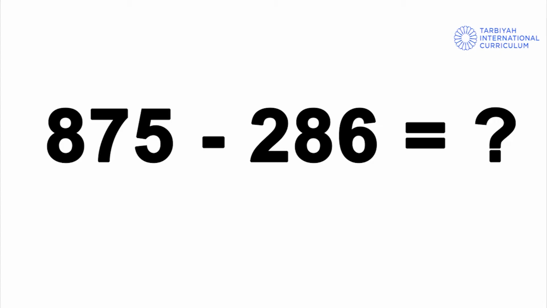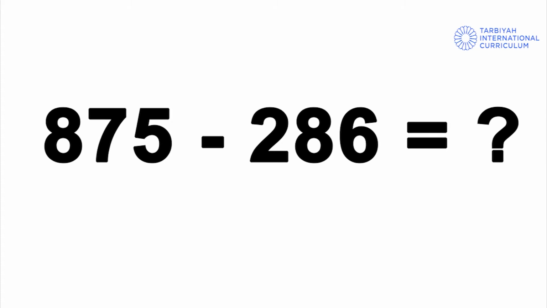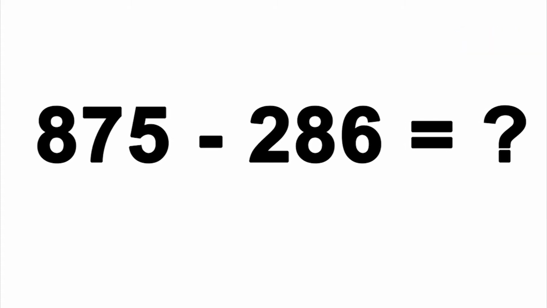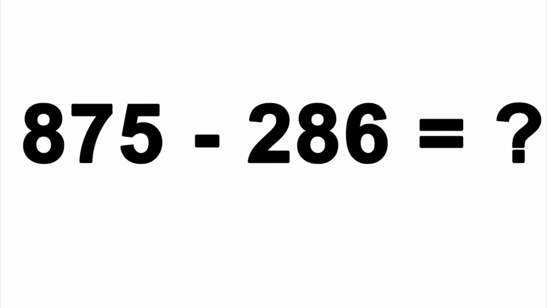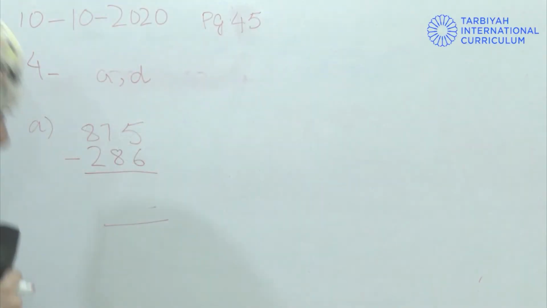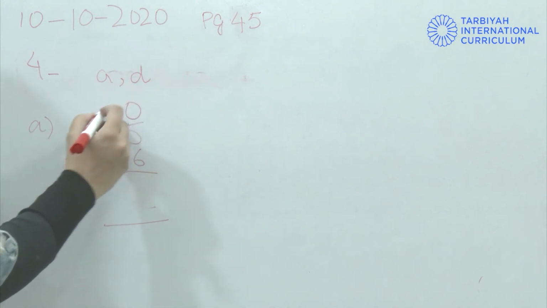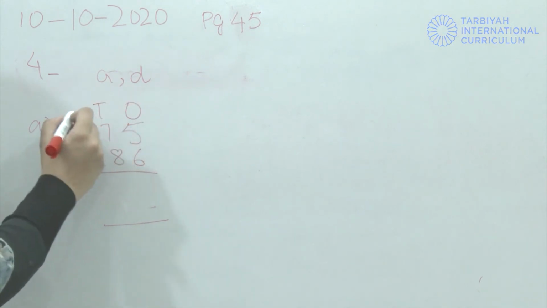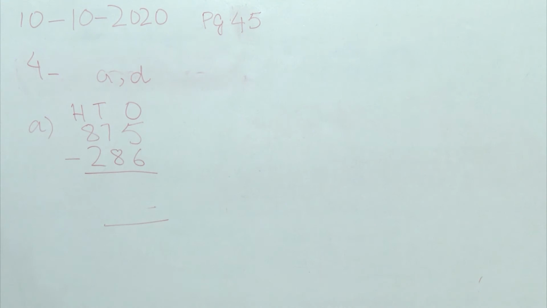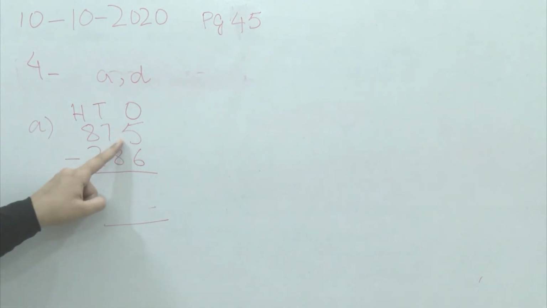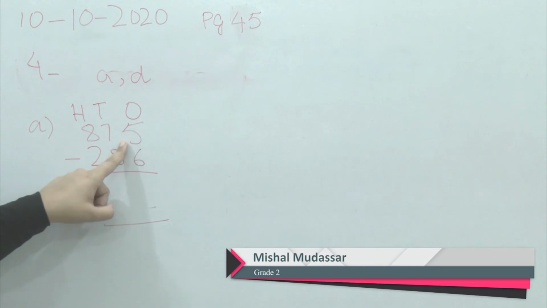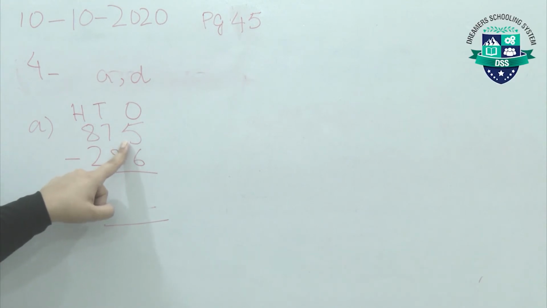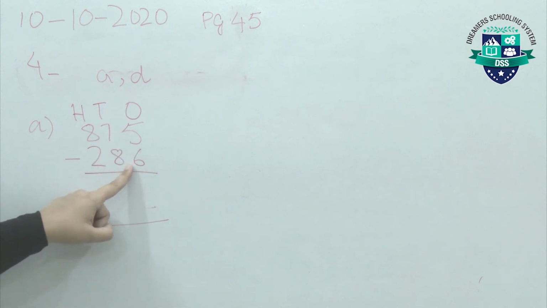This is 875 minus 286. So class, this is ones, this is tens, and this is hundreds. So what we got here, this is 5 and this is 6. Now as you can see, we cannot subtract 6 from 5. 5 is smaller and 6 is a bigger number.